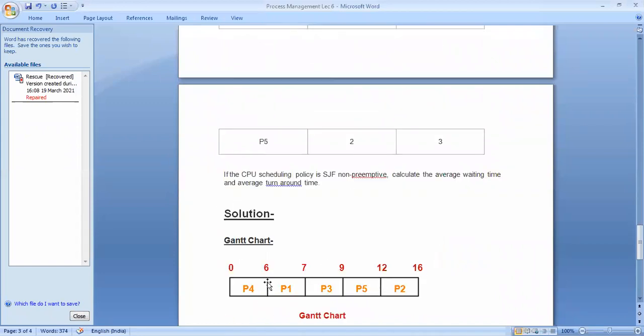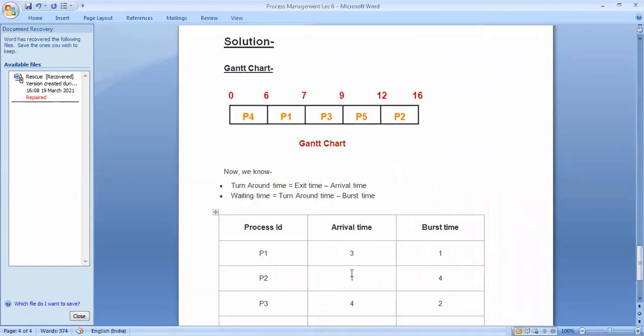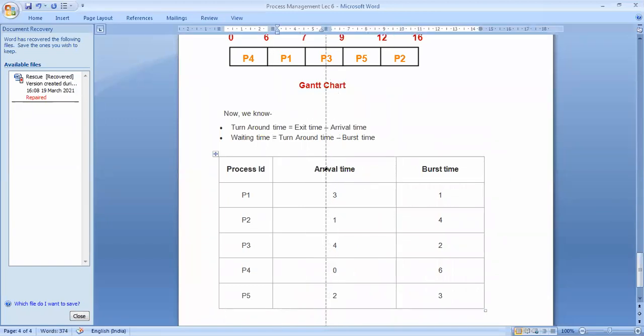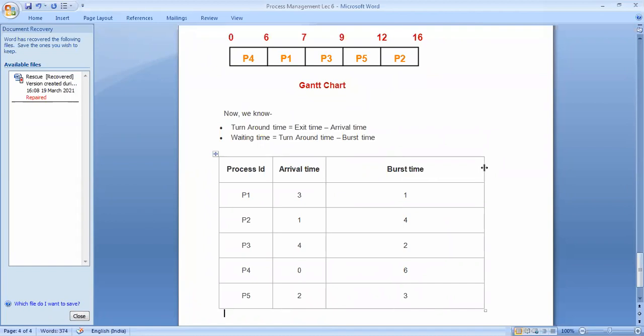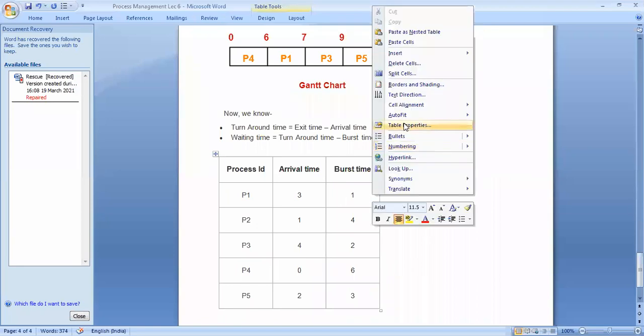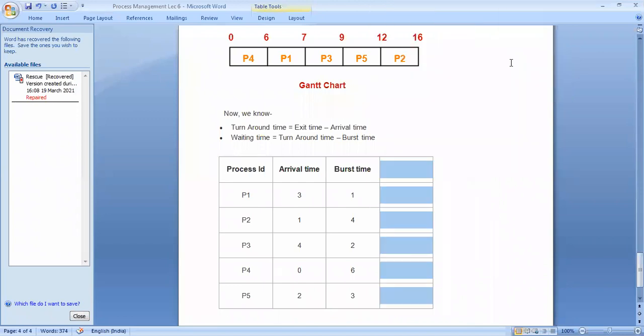After completion, at 6 milliseconds, all other processes are ready in the ready queue. Now you will compare burst time. Now you can differentiate shortest job first and first come first serve. Yes or no? Or does anyone have any doubt?